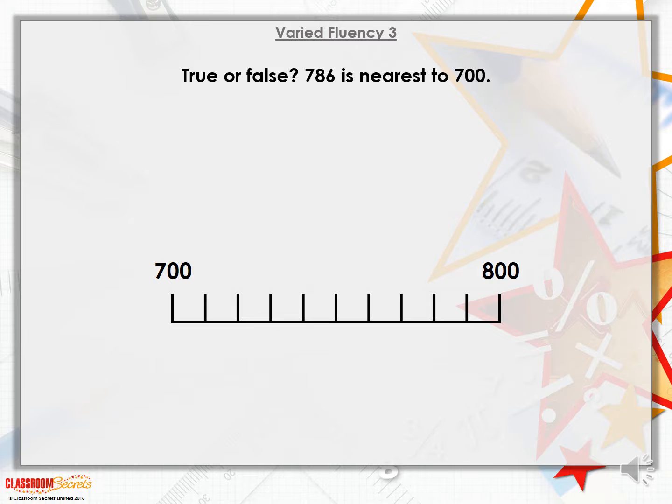The next one says, true or false, 786 is nearest to 700. Like we've just done previously, I want you to have a go at seeing whereabouts 786 might be on that number line. And then I want you to see whether it would be closest to 700 or 800. Okay, so I know that this is false because I know that 786 is nearest to 800.